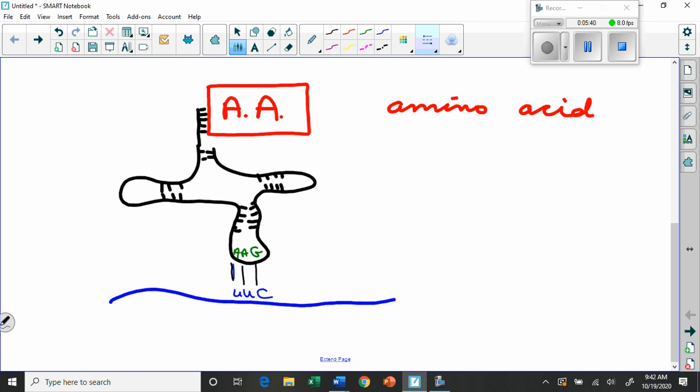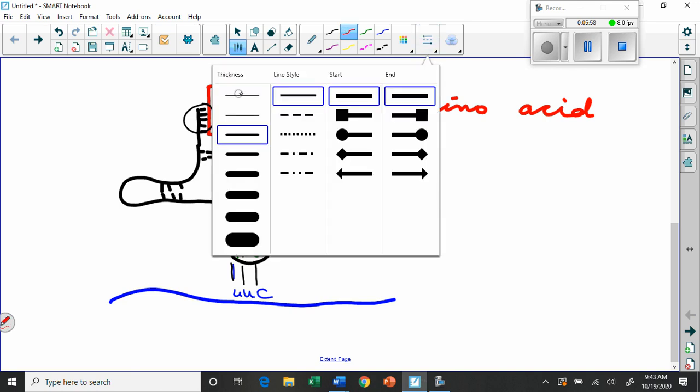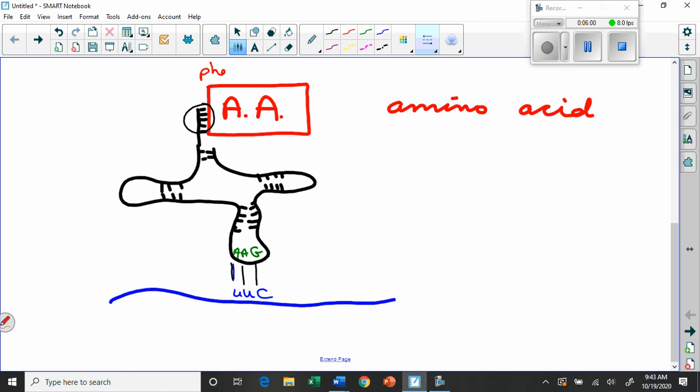UUC stands for phenylalanine. So that means that this amino acid, because this particular transfer RNA has a very specific base order, this link up here is only going to be able to hold phenylalanine. So in this case, the amino acid that would be pulled here is phenylalanine. And that's because this code right here is the code for phenylalanine. And then the anticodon, of course, is what matches with it.